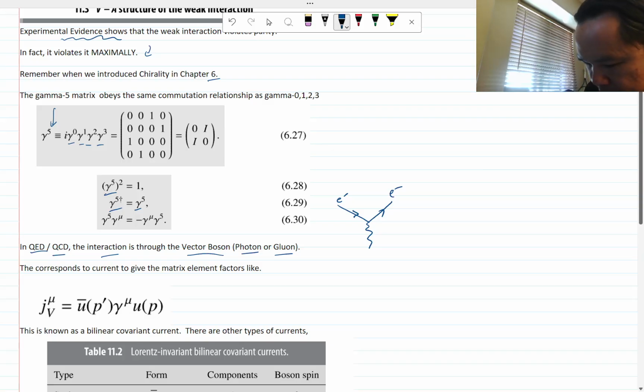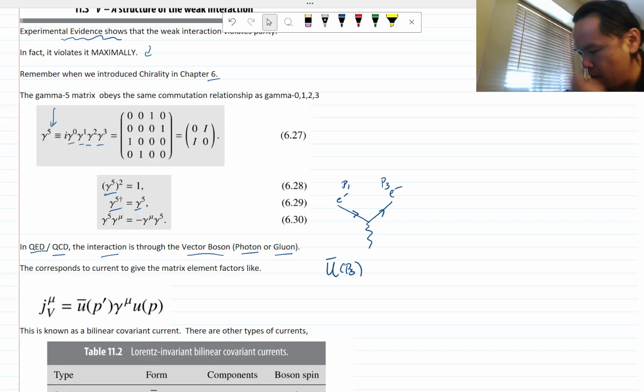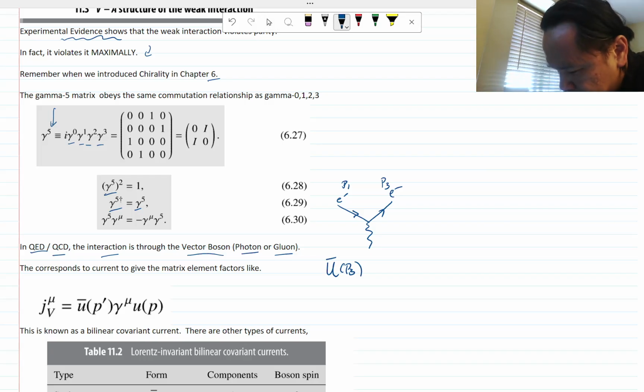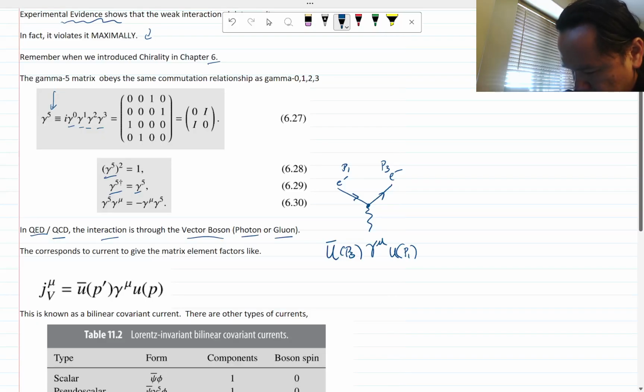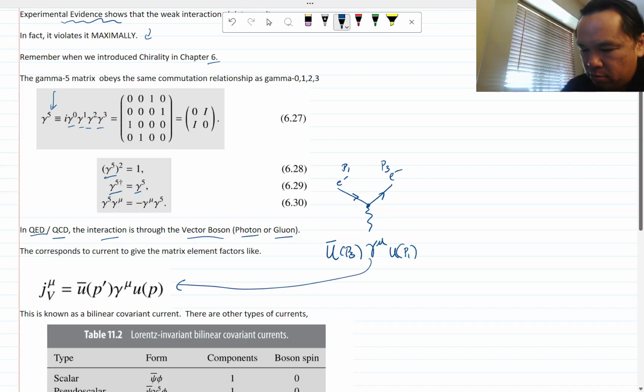When we write the Feynman rules, we start backward. Let's say this is p3 and p1. We write the spinor of p3, and then we get to the vertex part. This vertex vector is always proportional to gamma mu. And then you have the incoming particle, which is represented by u of p1. So that's the current, which follows the flow of this electron from incoming to outgoing.